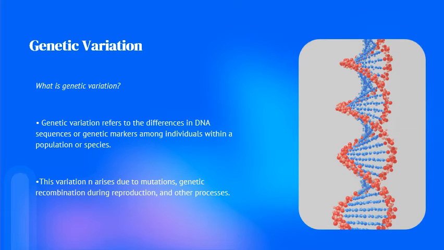So now let's move on to genetic variation. Let's ask ourselves, what is genetic variation? Genetic variation refers to the differences in DNA sequences or genetic markers among individuals within a population or species. This variation arises due to mutations, genetic recombination during reproduction, and other processes.